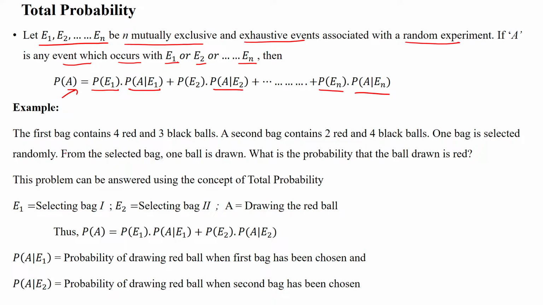So for example, the first bag has 4 red balls and 3 black balls. The second bag has 2 red balls and 4 black balls. One bag will be selected randomly at a time. From the selected bag, one ball is going to be drawn out.